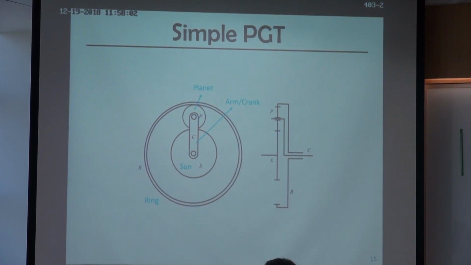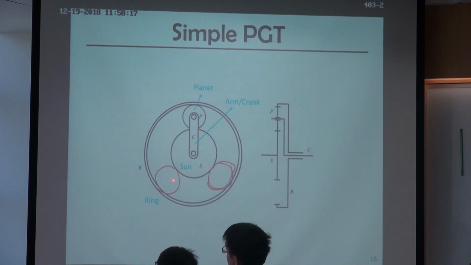But you can have multiple. You can have multiple planet gears surrounding. They will all have the same size as this one. The reason to put multiple planet gears is to share the load, to make the loading more uniformly distributed.